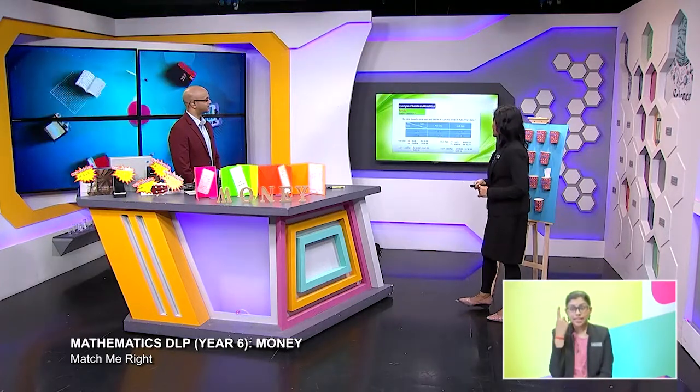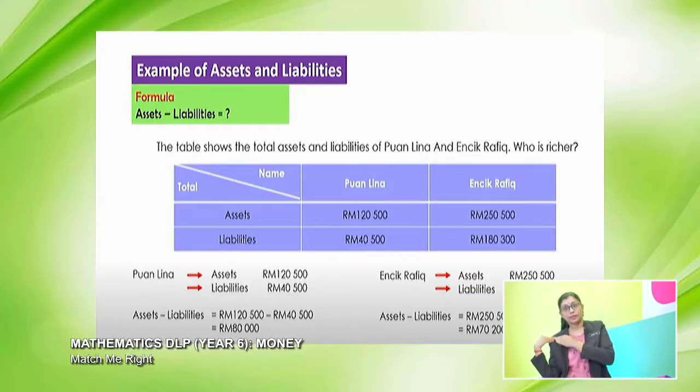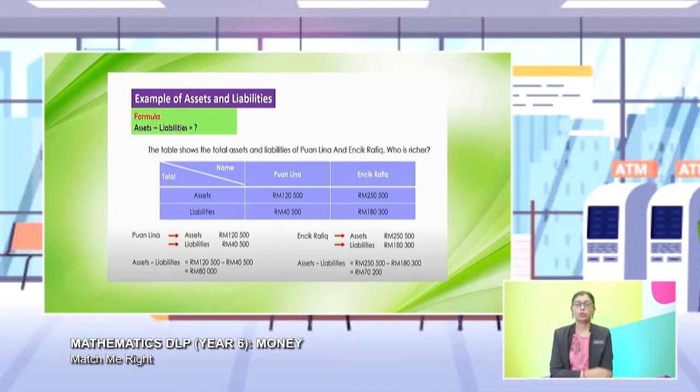Okay, this is an example of assets and liabilities. Formula, you see. We have two persons here: one is Puan Liza and the other one is Encik Razik. Can you tell me which is the richer person? You have to do the comparison between the assets and liabilities, right? I think it's Puan Liza because her assets are higher than her liabilities.